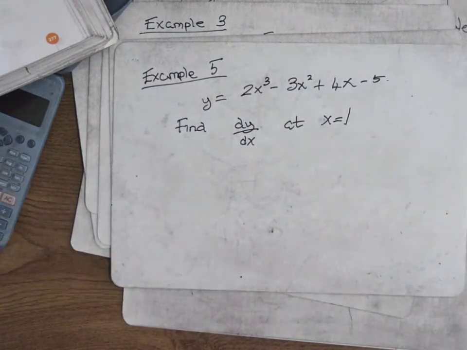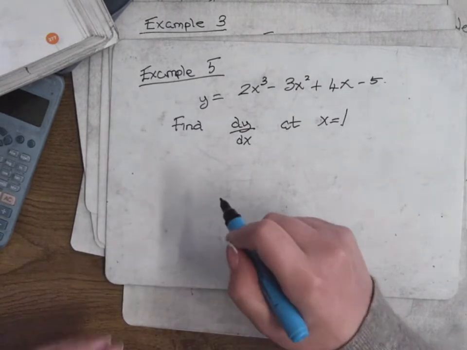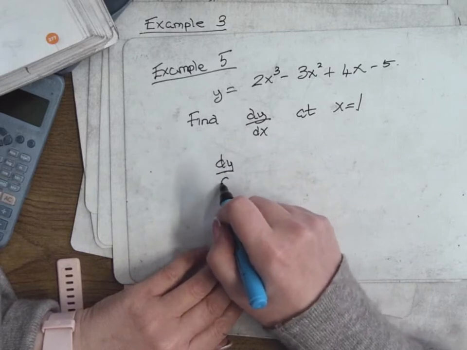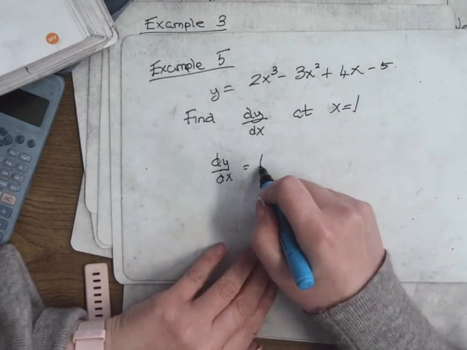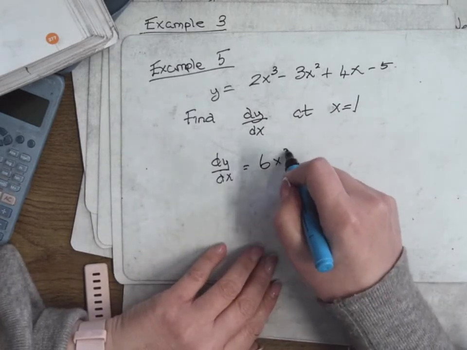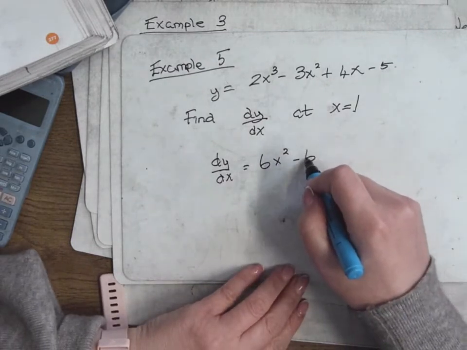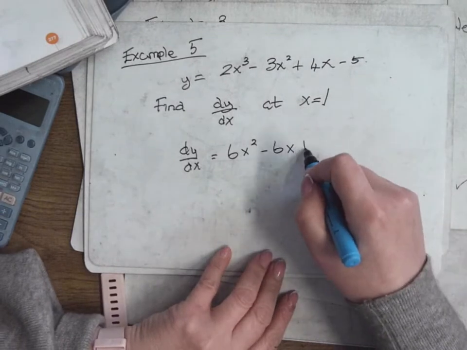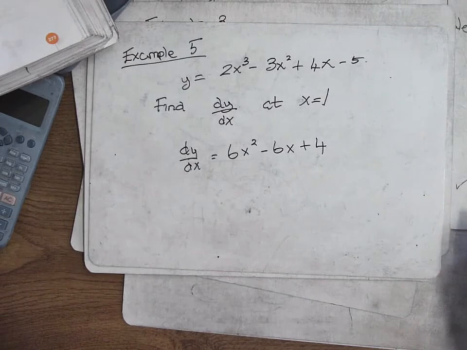Okay, so same first step. My first thing is to find dy/dx. So dy/dx, differentiate, what do I get? 6x to the power of 2, minus 6x, plus 4, and that's it, isn't it? Because differentiate minus 5, you get 0. You all with me? Right, that's the step I learned a minute ago.